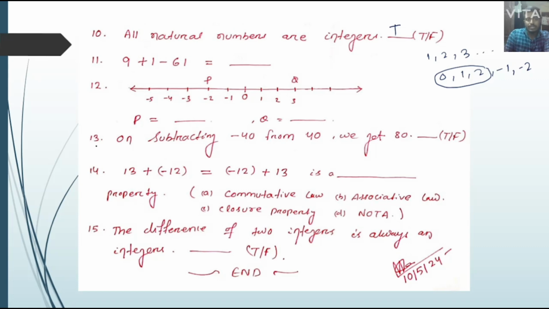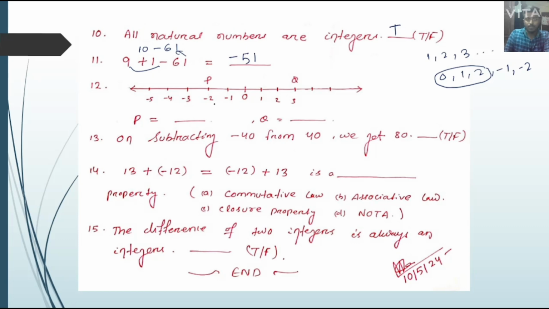Okay. Now next question. 9 plus 1 minus 61. First we add 9 plus 1, that is 10. So subtract. So 10 minus 61. Here different sign. So different sign means first we subtract, 51. Then put the minus sign because the big number's sign is minus.